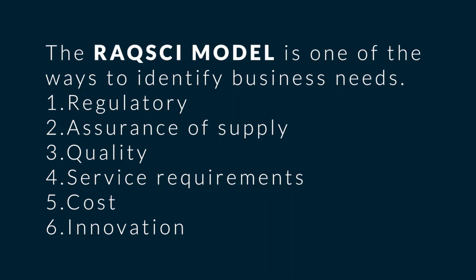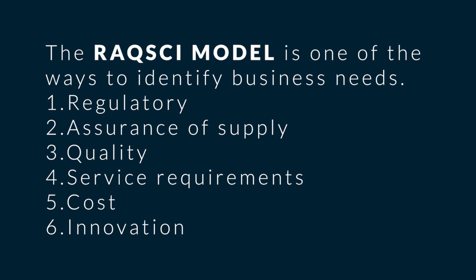The RACQS model is one of the ways to identify business needs. The model takes 6 themes of needs and ranks them in specific order. That is regulatory, which covers any legal requirement from regulatory bodies; assurance of supply, which covers the continuity of supply of goods and services when required and is based on factors such as capacity, financial stability, and risk. We have quality. This is the consistency, repeatability, and how fit for purpose the procured goods and services are.